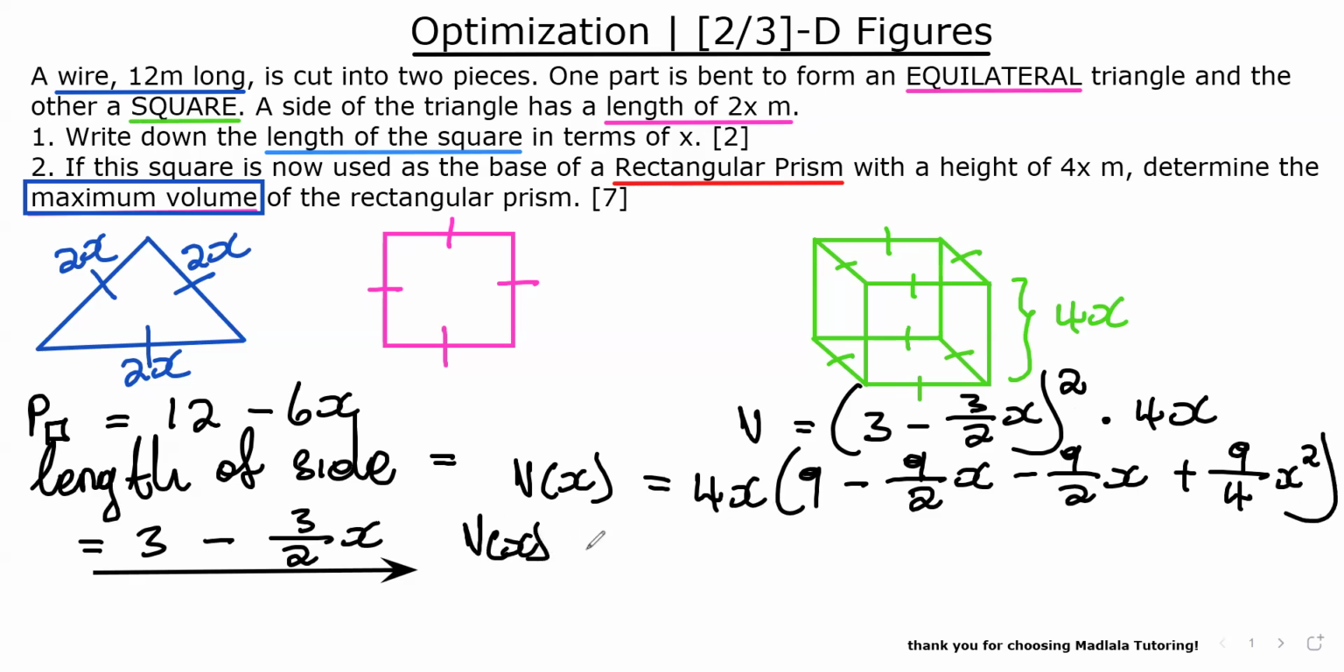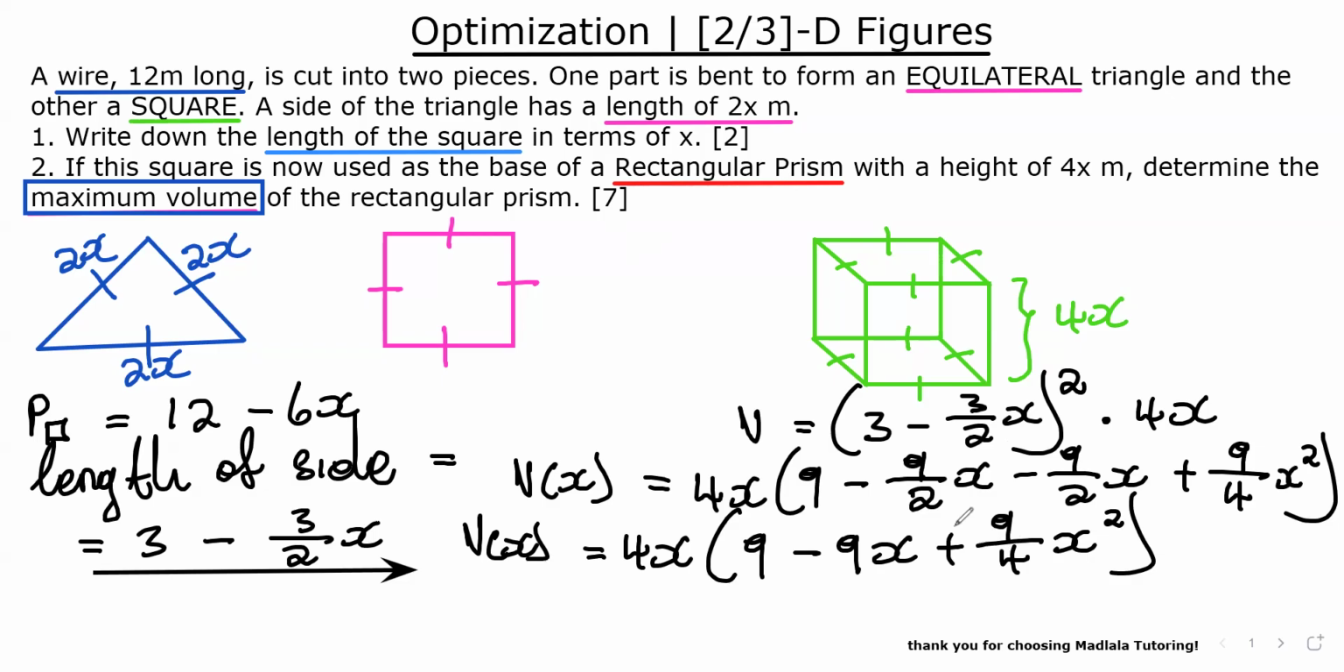And then you collect your like terms. So you still have your 4x here. The 9 is still there. The denominators are the same, so we subtract the numerators. So we get negative 18 over 2, which of course we understand is negative 9, right? And of course we still have our 9 over 4x squared. So we need to go to the next slide. I just need to quickly take a very nice picture and we should be fine.